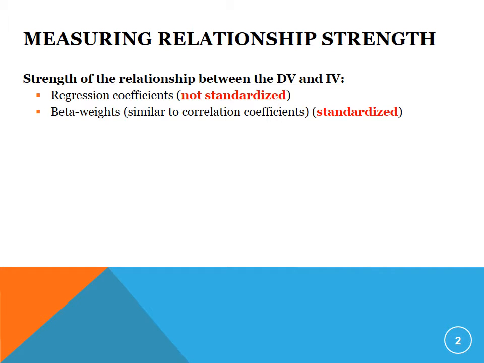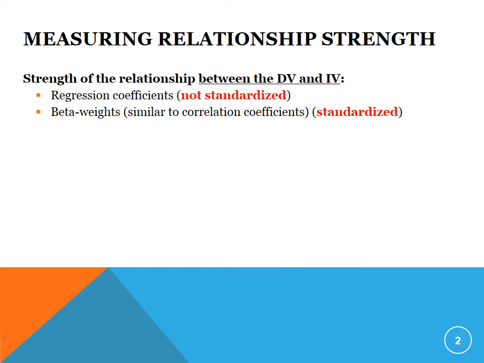Today we're going to learn how to measure strength in regressions. Measuring relationship strength is something that we're able to do with regression coefficients, with which we have familiarized ourselves from lecture 6 and 7, bivariate and multivariate regressions. And in this lecture, we're going to learn how to do it via beta weights.